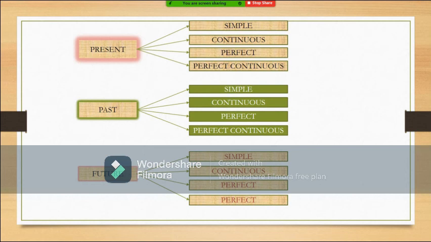I would repeat it again. First simple. Simple present, then start from present. Present continuous, then present perfect, present perfect continuous. Totally four. Likewise in past also, simple past, past continuous, past perfect, past perfect continuous. So here also we have four tenses. In future also there are four tenses. Let us see. Simple future, future continuous, future perfect, future perfect continuous. Here continuous is not written. It is a mistake. I would correct it later.